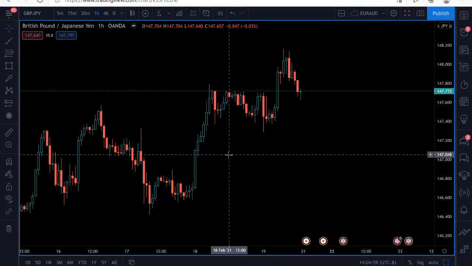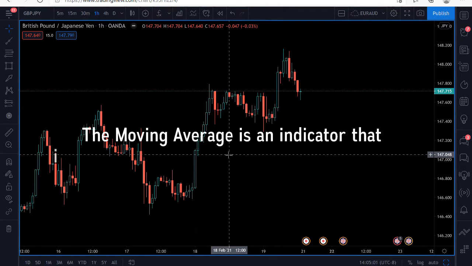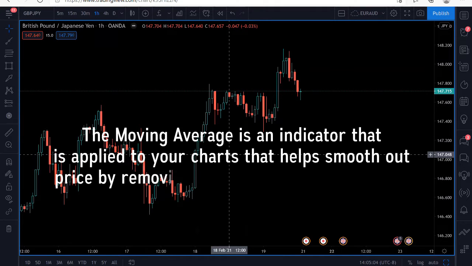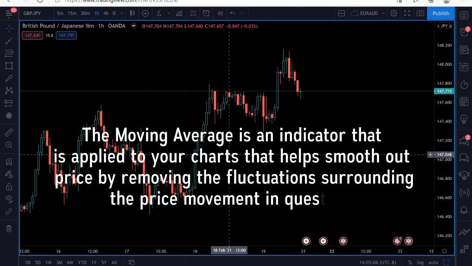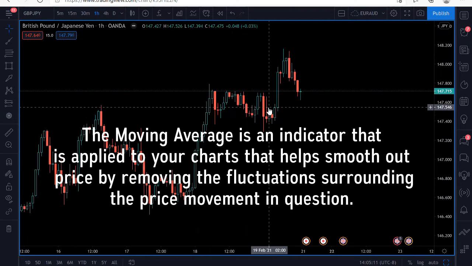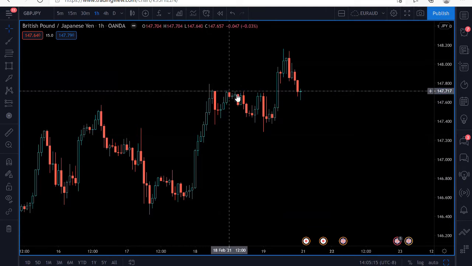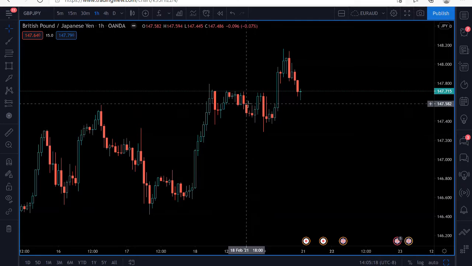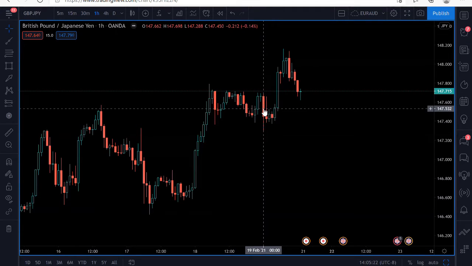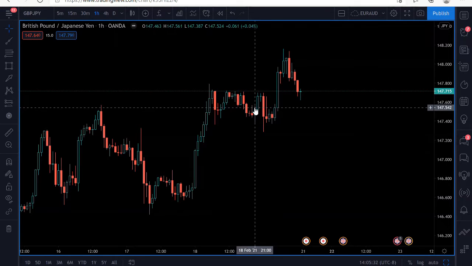The definition of a moving average. A moving average is an indicator that is applied to your chart that helps smooth out price by removing the fluctuations surrounding the price movement in question. In other words, the moving average is going to give you the estimate of the closing price for the last however many candlesticks. So if we were using the 50 moving average, it's going to tell us the closing price for the average of the last 50 candlesticks. If you're using the 10 moving average, it's going to be the last 10 candlesticks, so on and so forth.